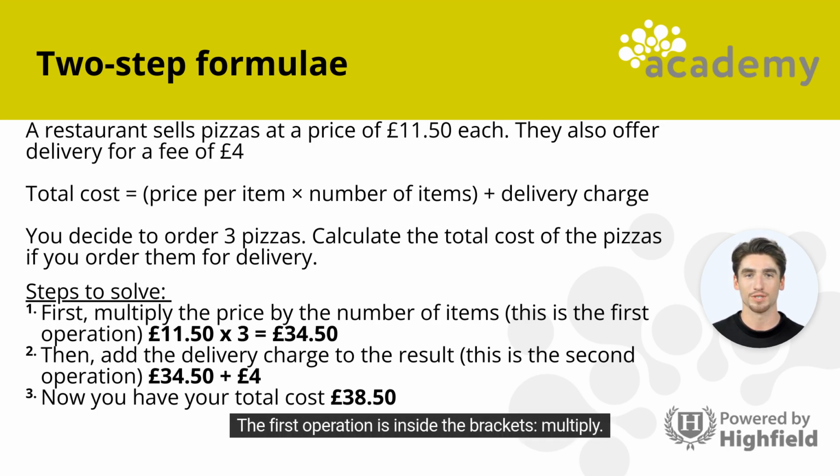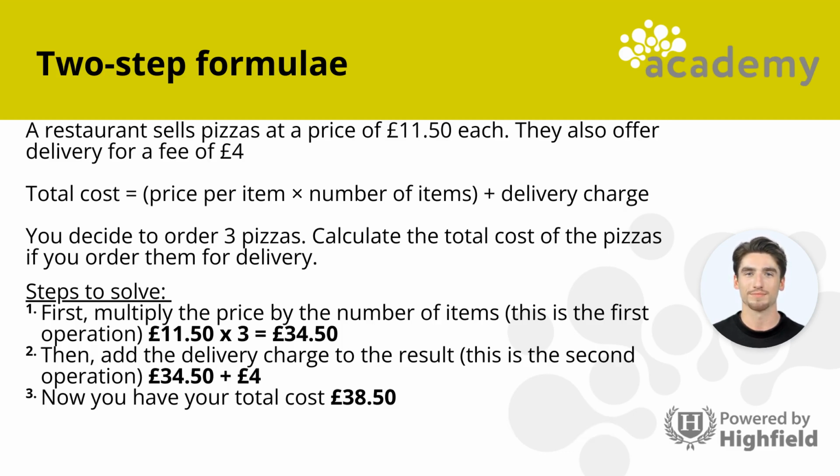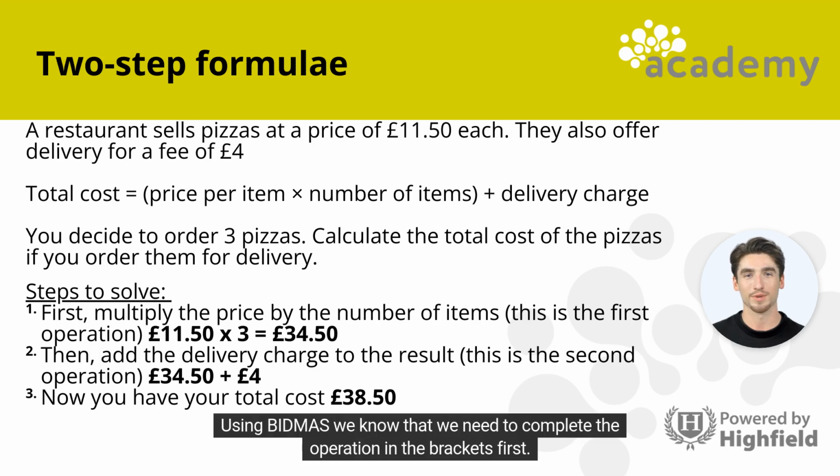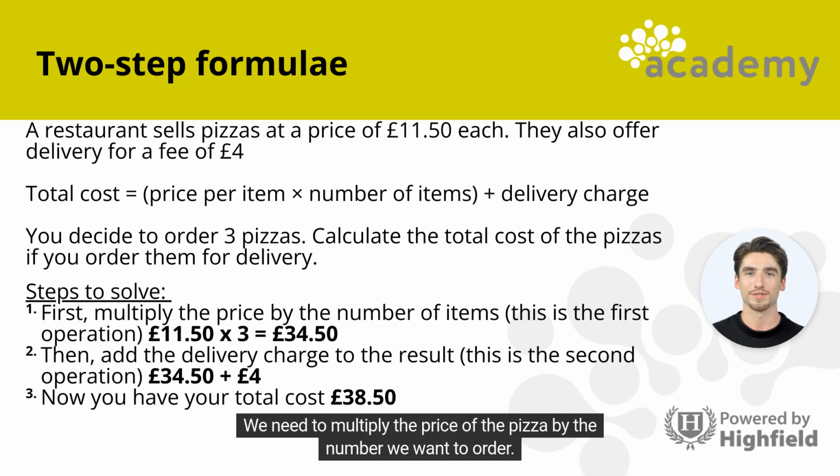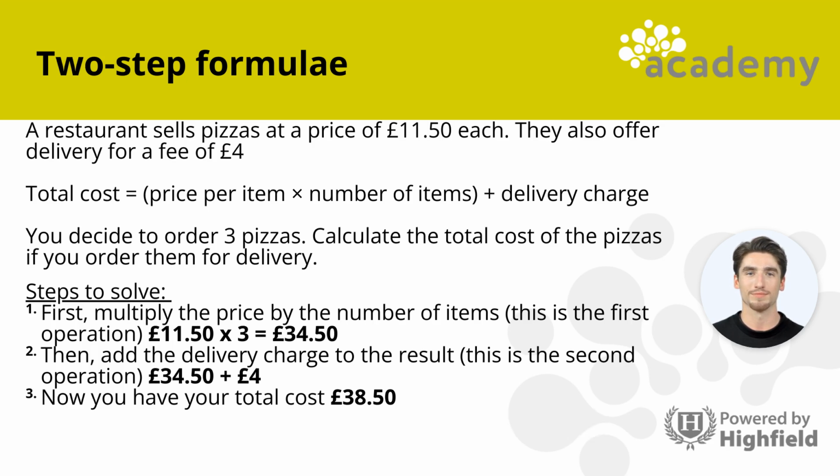The first operation is inside the brackets, multiply. The formula also requires us to add. Using BIDMAS, we know that we need to complete the operation in the brackets first. We need to multiply the price of the pizza by the number we want to order.